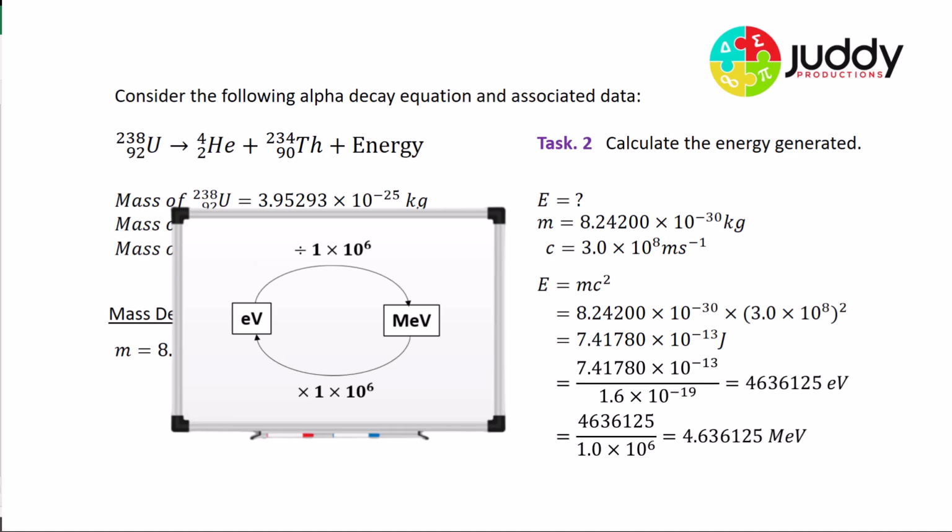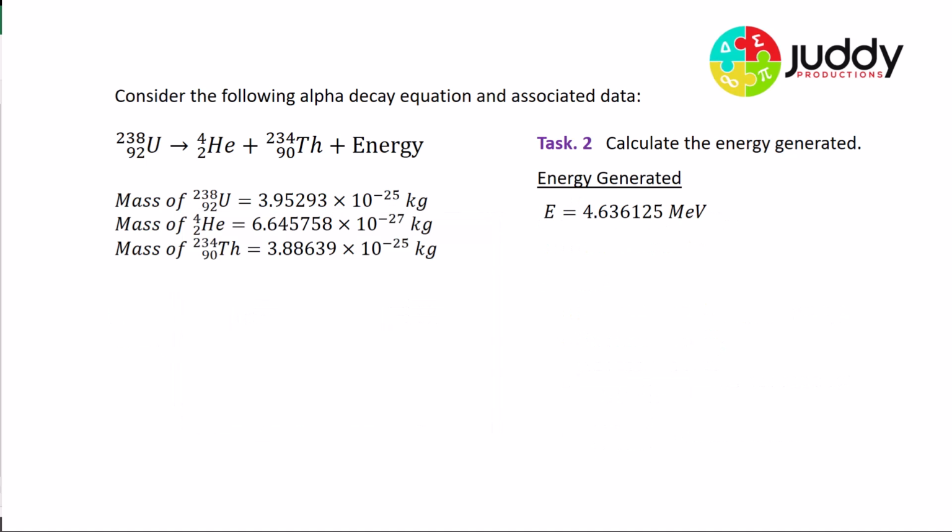So to go from electron volts to mega electron volts, we divide by 10 to the 6, or effectively move the decimal place 6 places to the left. That gives us an answer of 4.636125 mega electron volts. So the energy created in this alpha decay equation is 4.636125 mega electron volts.